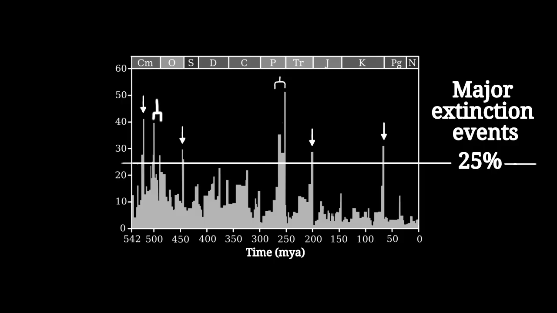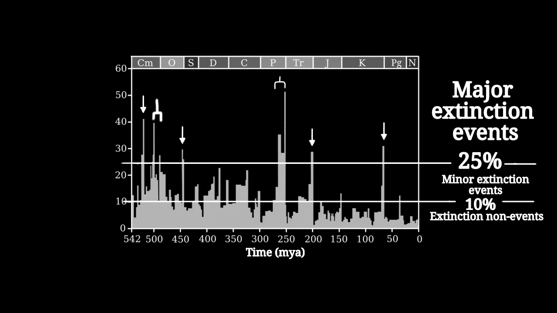Still, it's important to note the following for extinction spikes that don't exceed 25%. If the spike falls between 15 and 25%, it constitutes a minor extinction event. Those will only be discussed in videos focusing on specific biotic ages. Spikes falling under 15%, though, won't be considered as they leave too little an impact to be worth discussing.